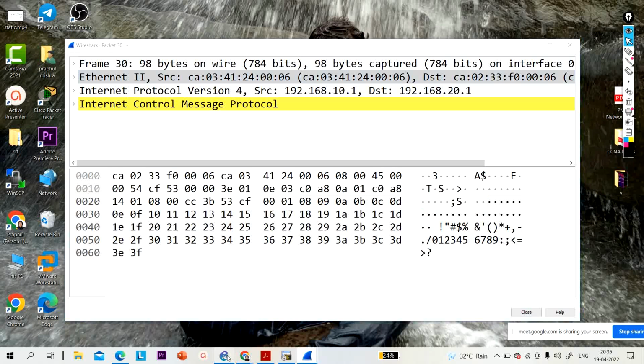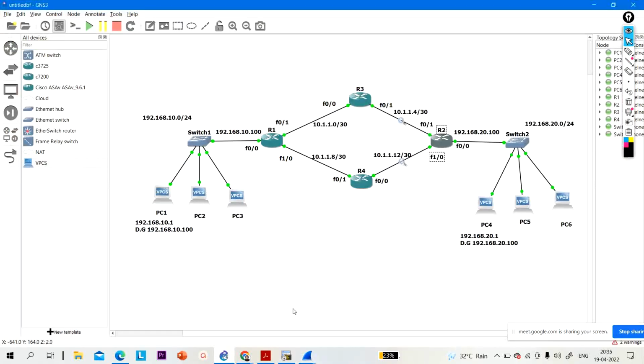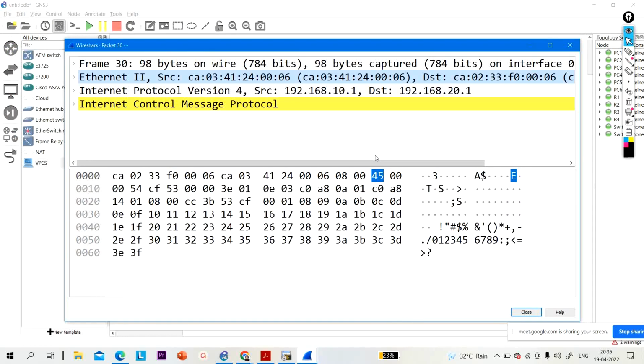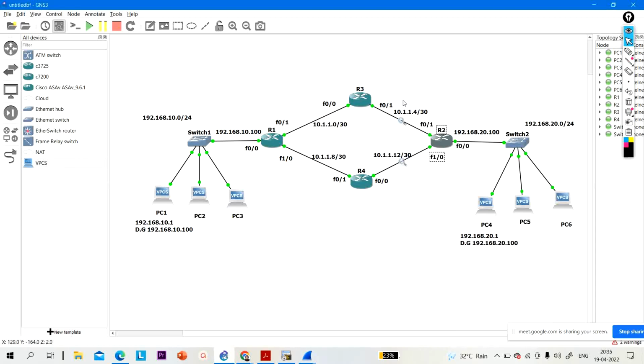Guys, PC1, wait, PC1 is sending a packet to 20.1, right? And I have captured this data on this link. What will be the source MAC address of which router, which interface? F01. Yes, this interface, right?